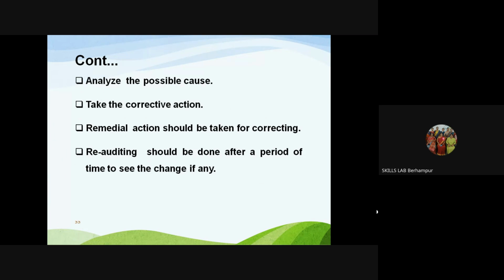Okay, then analyze the possible causes. What are the causes? Why? Which person is lacking? If hand washing is not proper, or the patient is not correctly positioned, or how it will be developed. What are the possible causes that develop the bed sore? Take the corrective action. If it is corrected, then the bed sore will not happen. Then remedial action should be taken for correcting, and re-auditing should be done after a period of time to see the change in healing.